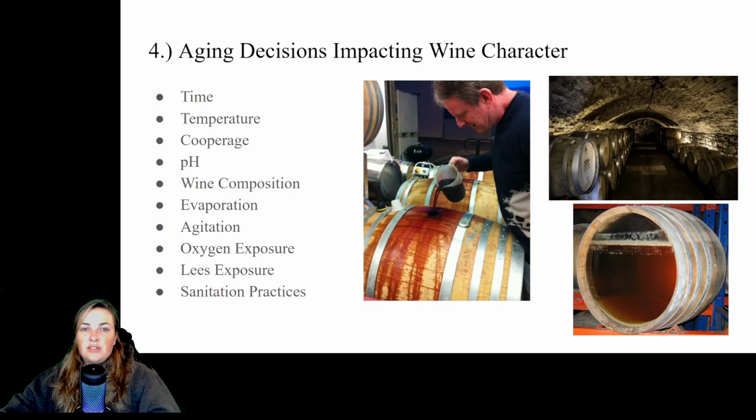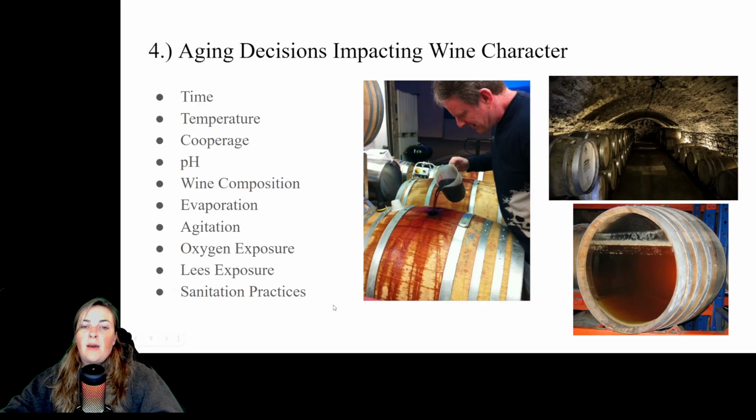So for aging decisions impacting wine character, we have basically all the components of how you treated that wine after it was finished fermenting. So the time, how long you decide to age the wine, the temperature of the aging process, the cooperage, like the barrel that you're choosing, right? The pH of the wine, the overall wine composition, how much it evaporates, if you agitate it during aging, oxygen exposure, lees exposure, and just overall sanitation practices, right? So all these can impact wine character.